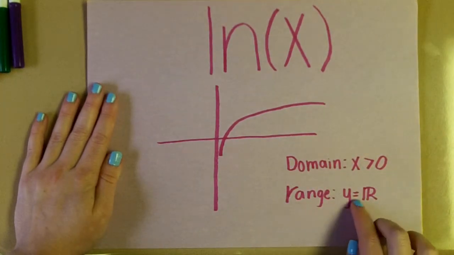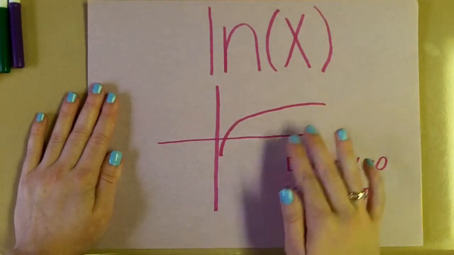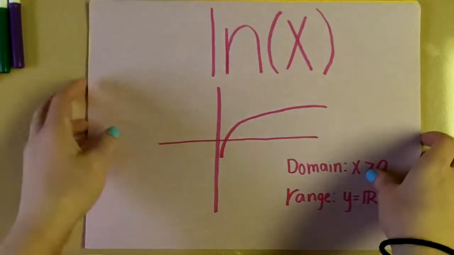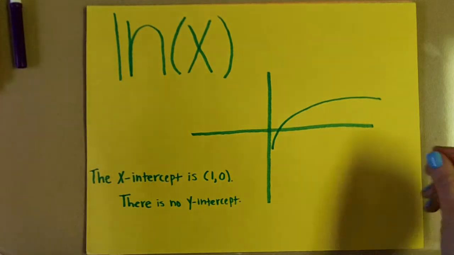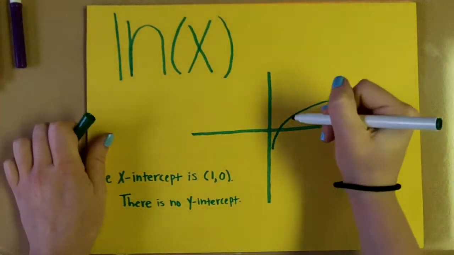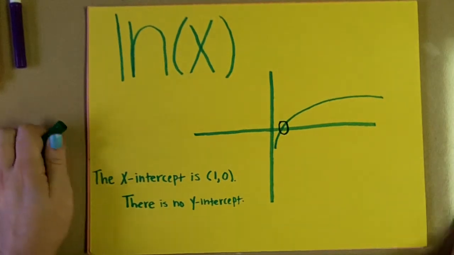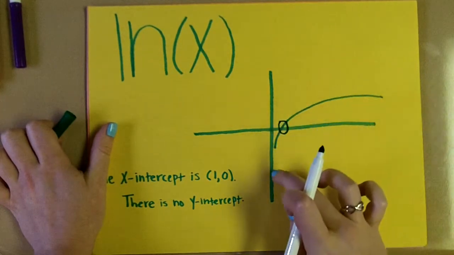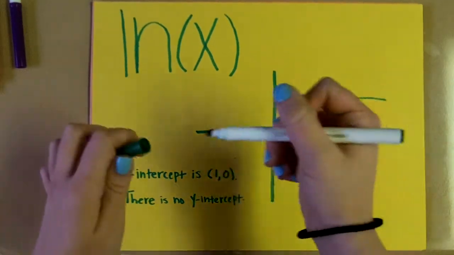ln of x's range is y equals all real numbers. So this is the y axis. It's going down, so it can be all real numbers. The x-intercept is (1, 0), which you can see right here. And there is no y-intercept because this is an asymptote, so ln of x never touches the axis.